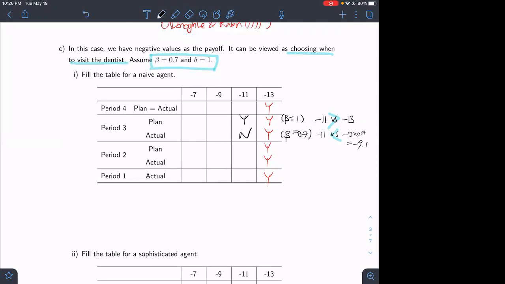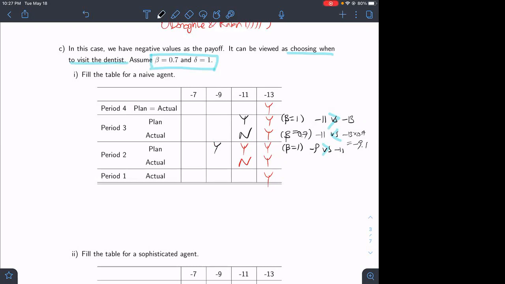Does this make sense? Okay. Then let me copy and paste the answers from the above. Then let me go to period 2. In period 2, if this was a plan, then using backward induction, we're comparing -9 with -11, done. And then we can see that this number is larger. So according to his plan, he's gonna visit the dentist in period 2.